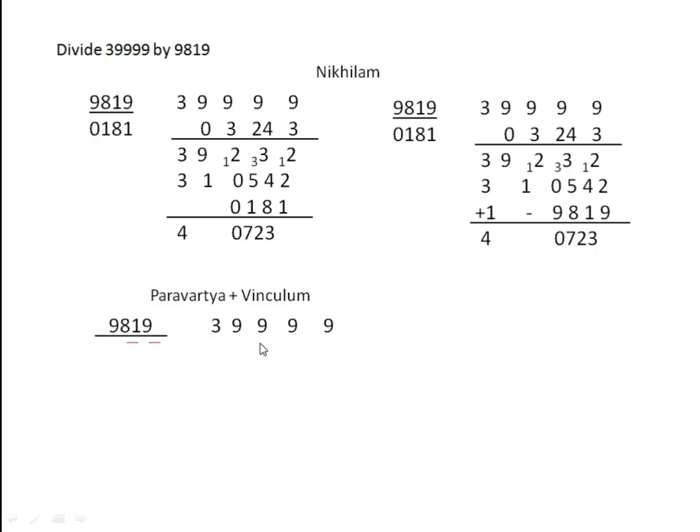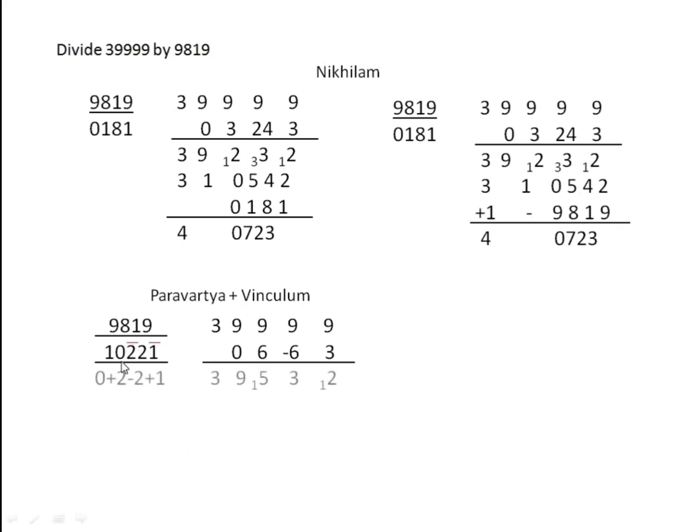And now let us see how to do the same problem with respect to paravartya and vinculum. So now we are going to express this 9819 in terms of 10,000 minus 200 plus 20 minus 1. As I had told earlier, if it is a complement, you will take all the digits. But if we are expressing the divisor like this, we will take these 4 digits and leave out the first digit. And this red bar always indicates negative.